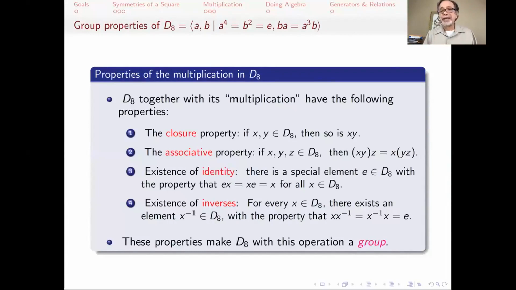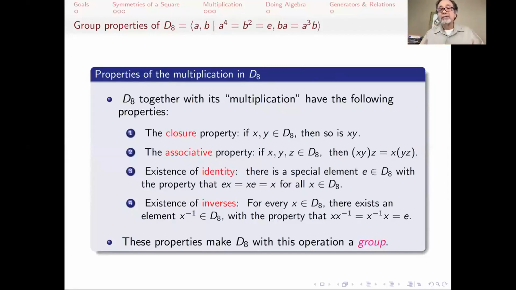These properties make D8 a group. So a group is a set together with an operation. We don't know what the elements of the set are. Here we do. They are symmetries of a square. And usually we don't know what the operation is. Here we do. It's combining the symmetries. A set together with an operation that has these four puny properties: closure, associativity, the existence of identity, and existence of inverses. Then we have a group. And group theory is the study of groups in the abstract, not studying just D8 in particular, but studying groups in general.